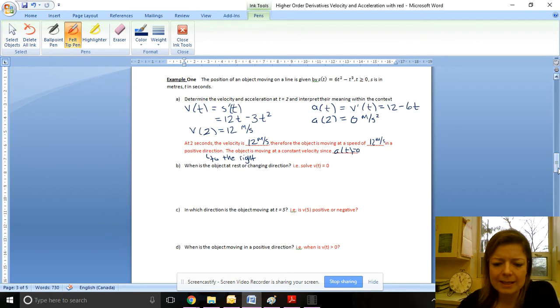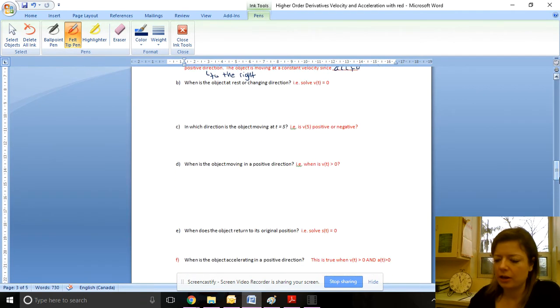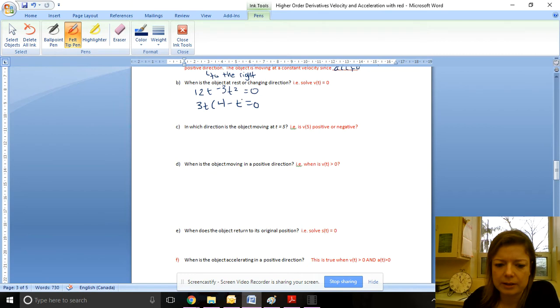So when is the object at rest or changing direction? That would mean that velocity is 0. So we set our velocity, 12t - 3t^2, equal to 0. We can factor out 3t here, and you're left with 3t(4 - t) = 0. So our solutions are t = 0 and t = 4 seconds. At 0 seconds and at 4 seconds, the object is either at rest or changing direction.